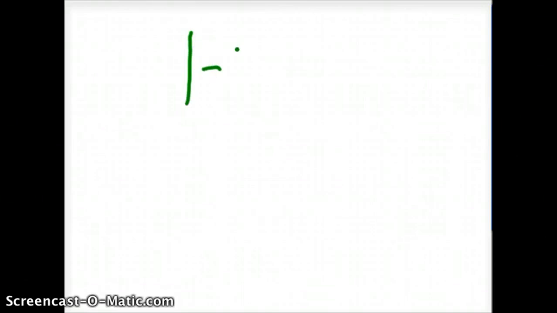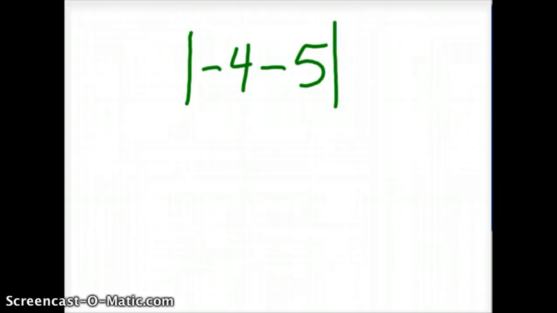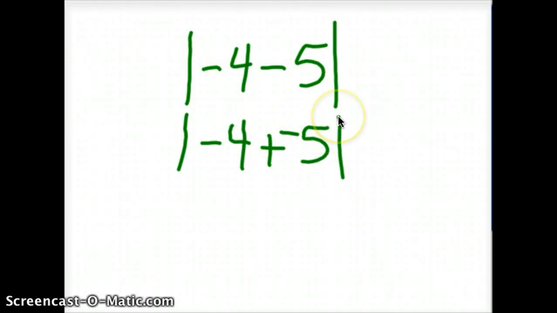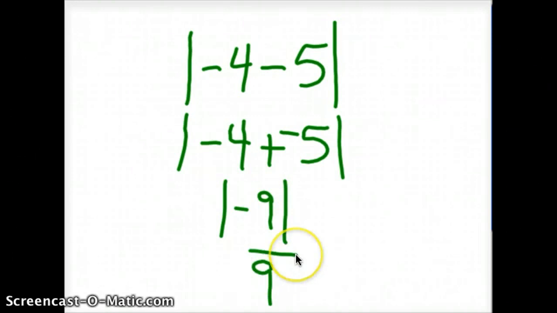The absolute value of the difference of the two numbers, -4 and 5. We're subtracting those two integers, which we're going to change. -4 minus 5 is the same thing as -4 plus -5. We have to evaluate inside the absolute values first. It'd be the absolute value of -9, which makes 9. So the distance between -4 and 5 is 9.